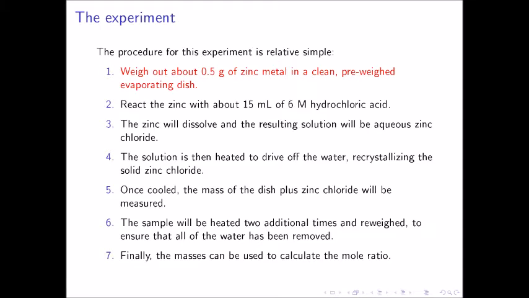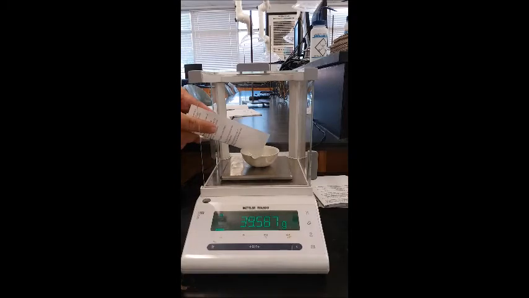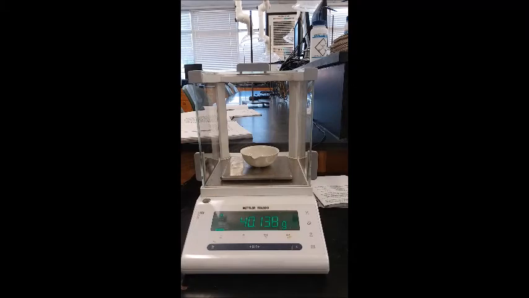Let's proceed. First, we weigh out approximately 0.5 grams of zinc metal in a clean, pre-weighed evaporating dish. Note that the initial mass of the empty dish is 39.587 grams. We then add the zinc metal. The resulting mass of the zinc metal plus the dish is 40.139 grams. We record this in our notebook.